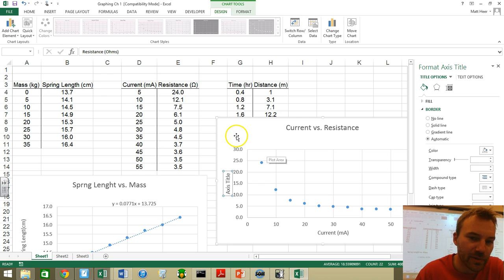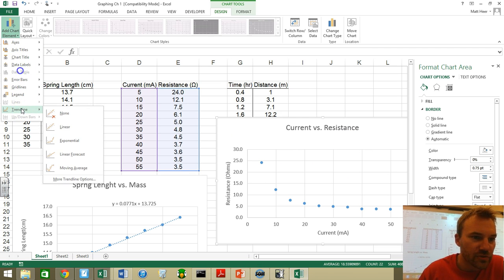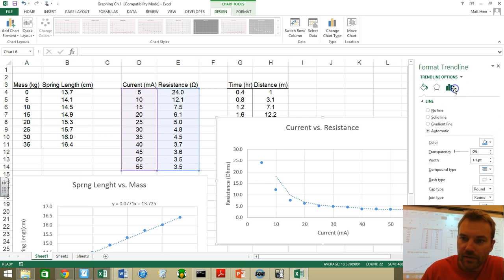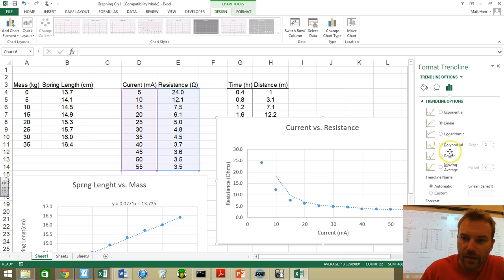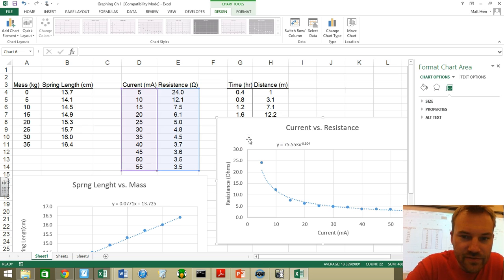I don't have to get that symbol. Don't worry about that symbol just yet. So I'm just going to type out ohms. And now I have to put the equation on there. So I'm going to go add chart element, trend line. This one, you have to select up here. This one's going to be a power. Display the equation on the chart. Yeah, power. Enter. See what it gives me. Yep, this looks close. Y equals 75x to the negative 1 power.